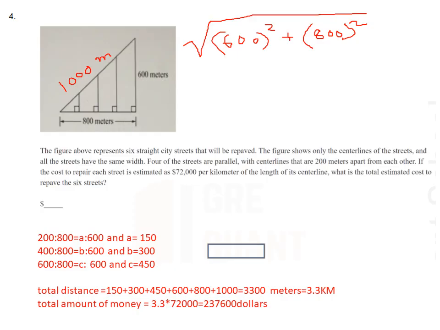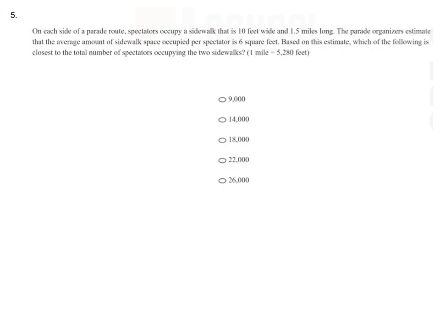And now convert it into kilometers. Divide it by 1000 and we will get 3.3 kilometers. Now we can find out the total cost to rebuild the 6 streets. So the total amount of money will be 3.3 multiplied by 72,000 because it is the estimated cost per kilometer. So we get $237,600 and that is our answer.